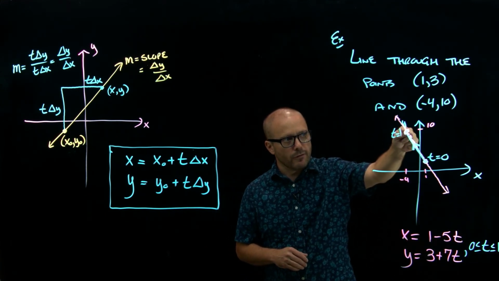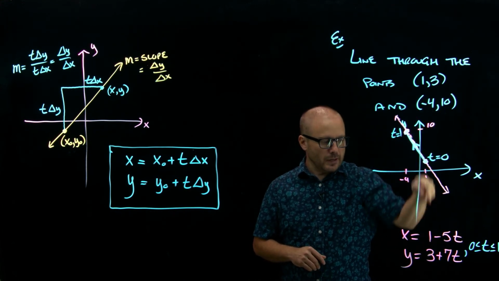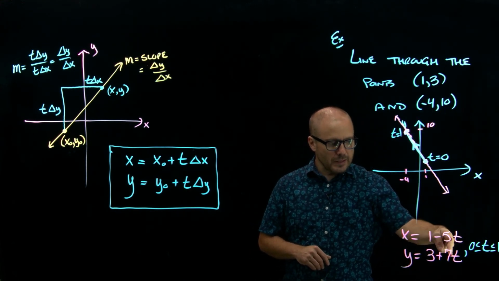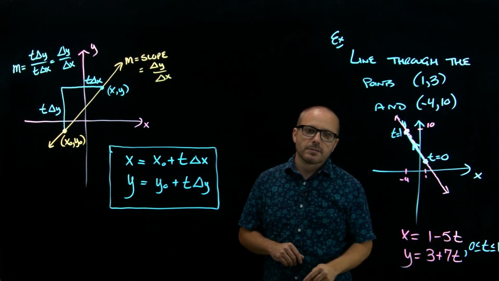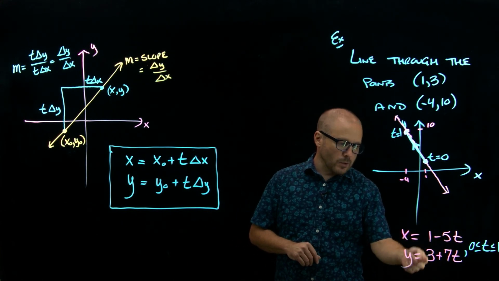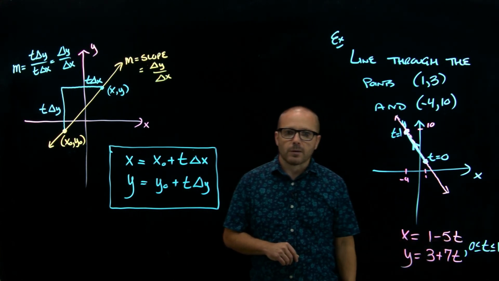If you wanted to go from the other point, just use that as your starting point, negative 4, 10, and then these would be the opposite, right? Because as you move there, that increases 5 and decreases 7. So by picking what goes here, you've picked time 0, and your change will take you to time 1, the second.